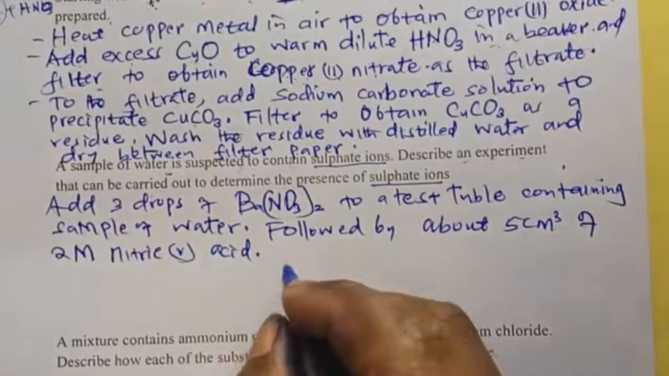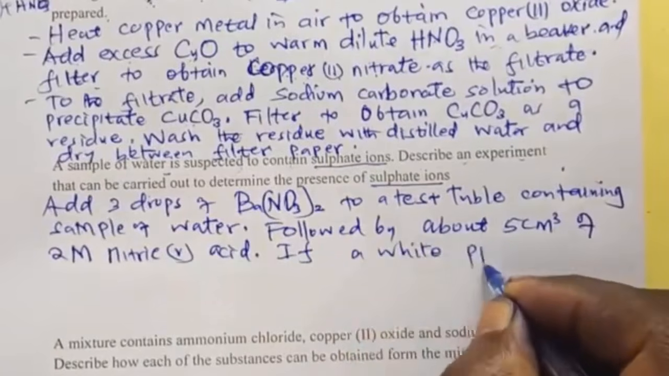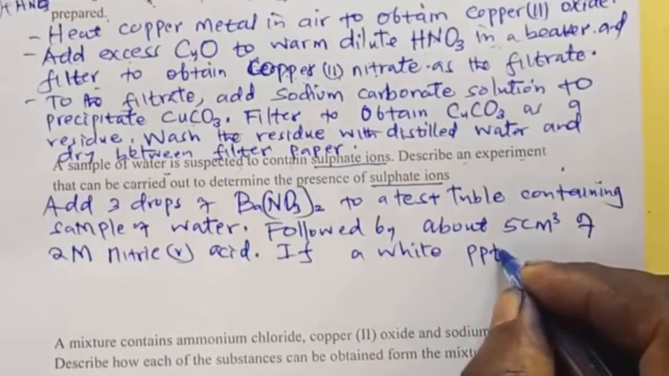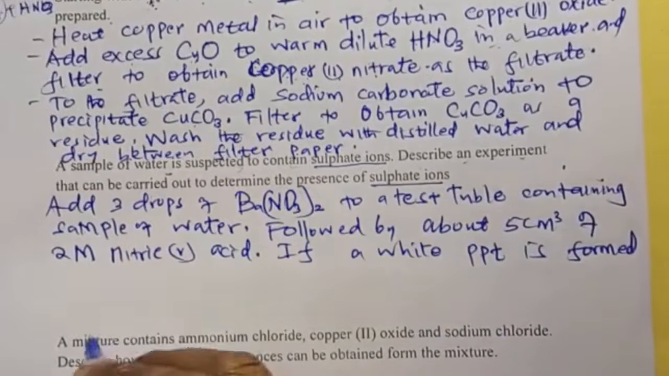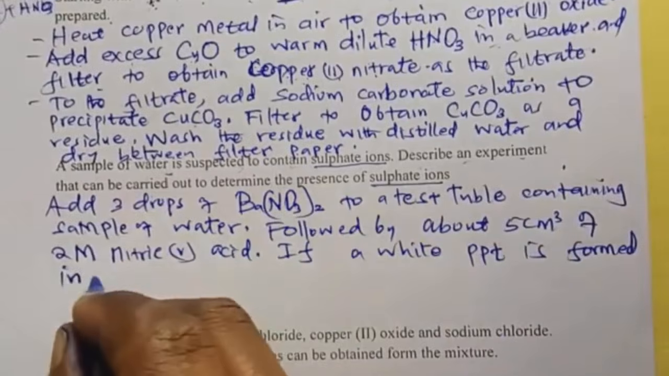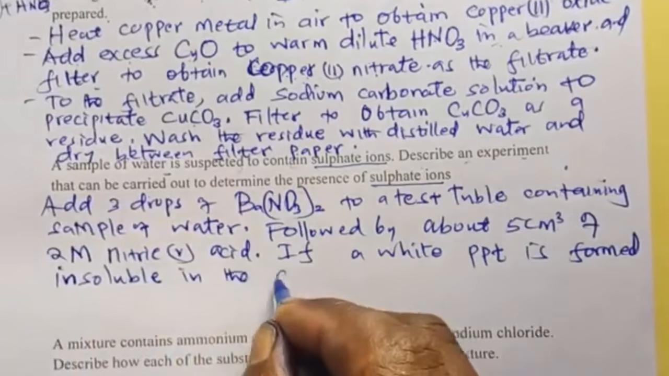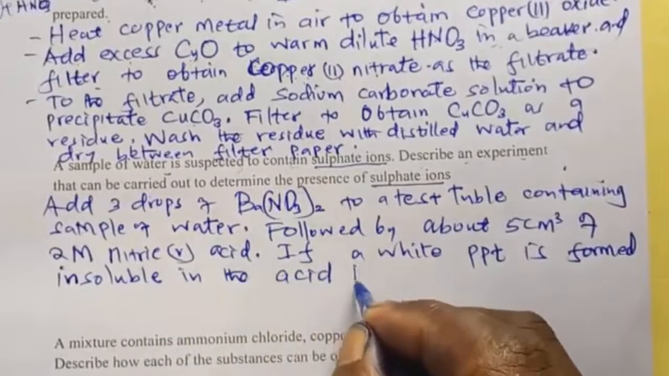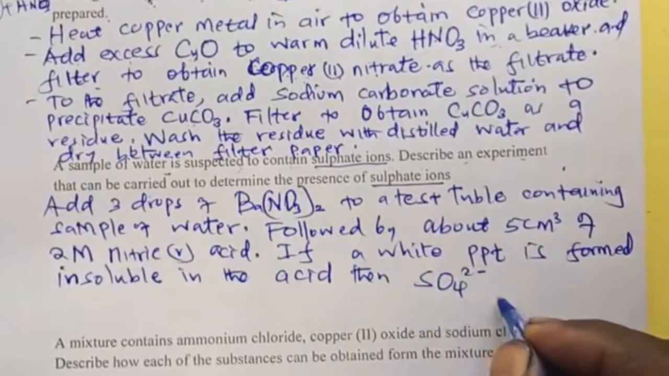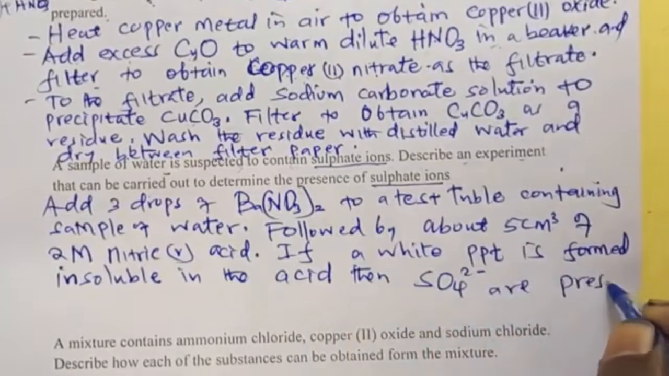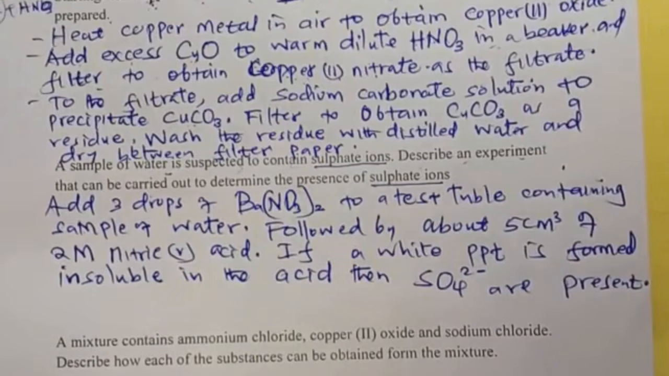So what would happen if a white precipitate is formed? If a white precipitate is formed, insoluble, which does not dissolve, insoluble in the acid, then sulfate SO4 2 minus ions are present. That's how you confirm for sulfate ions.